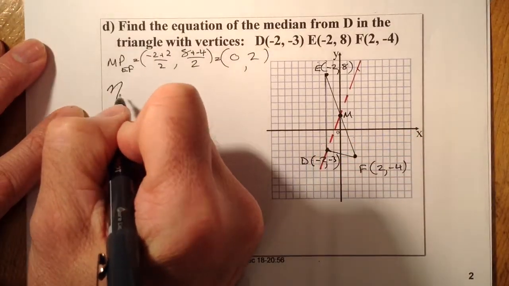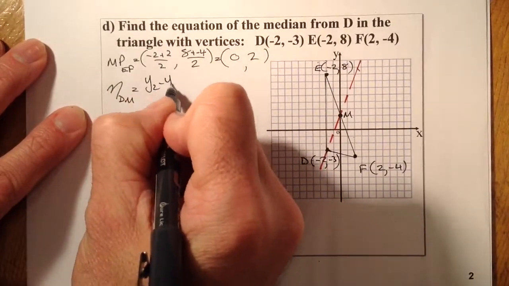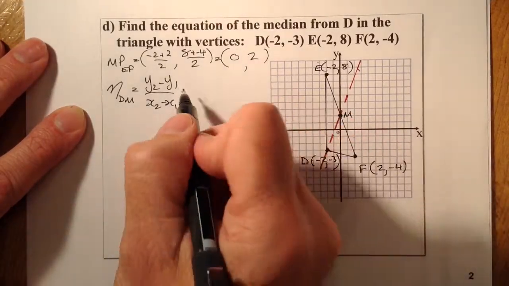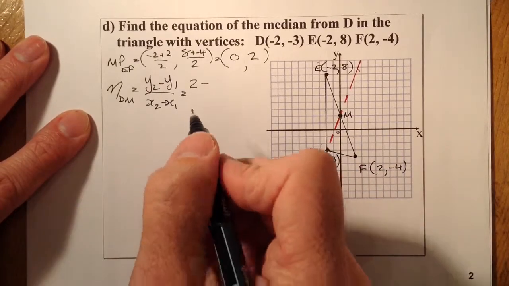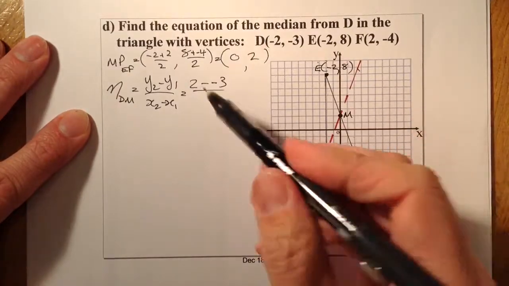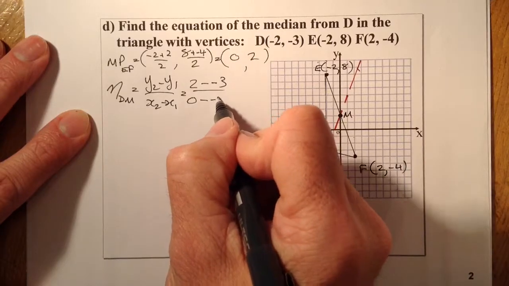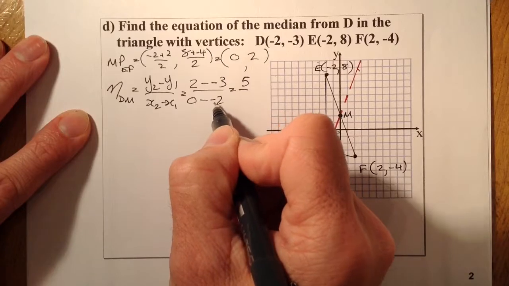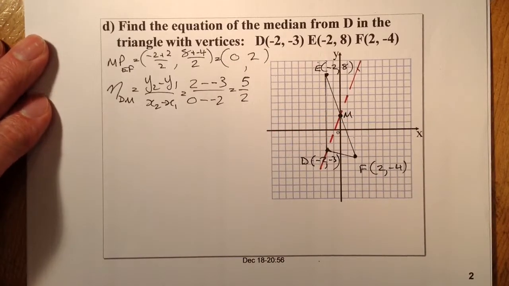So let's look at the gradient of DM. From there, what we'll do is take 2, subtracting minus 3 from the top. And for the x coordinates, I've got the 0, and I'm going to subtract minus 2. So that should give me 5 on the top, and 0 plus 2 will give me 2. So 5 over 2 is going to be the gradient of that line there.